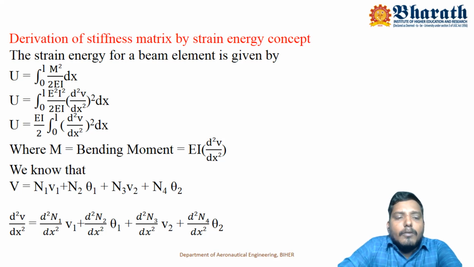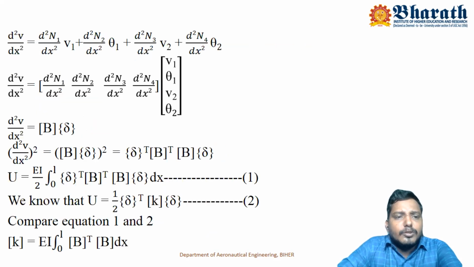Therefore, if we take the double derivative of this lateral displacement, we get d square v by dx square equal to d square N1 by dx square times v1 plus d square N2 by dx square times theta 1 plus d square N3 by dx square times v2 plus d square N4 by dx square times theta 2. Then we arrange this in matrix form. We get d square v by dx square equal to B times del, where del is the displacement vector. Then B is a function of d square N1 by dx square, d square N2 by dx square, d square N3 by dx square, d square N4 by dx square.